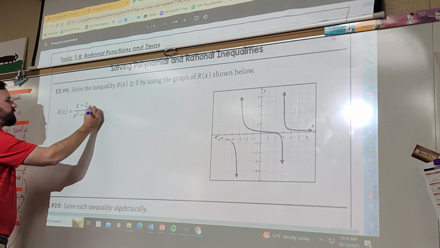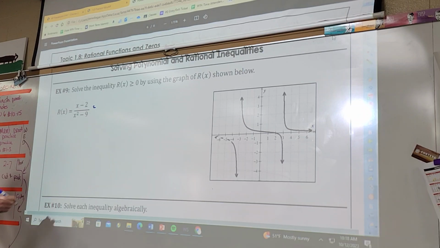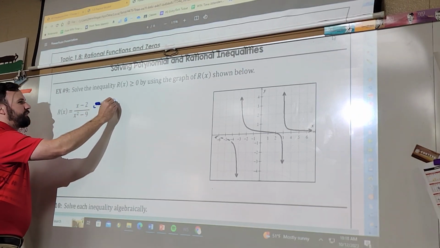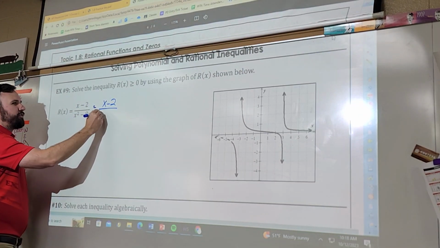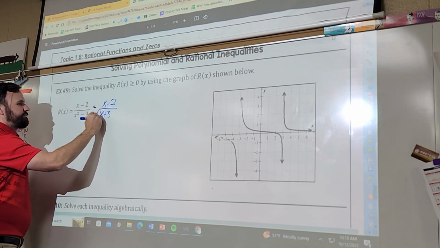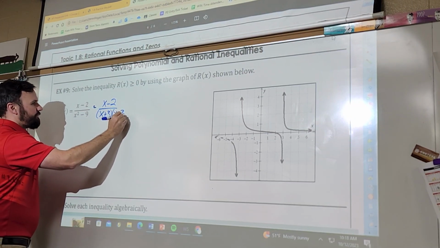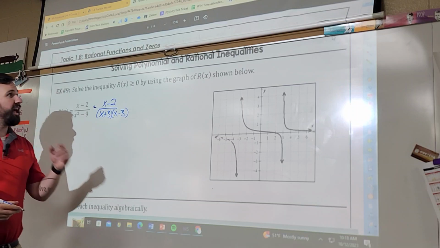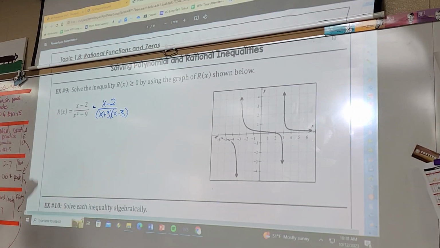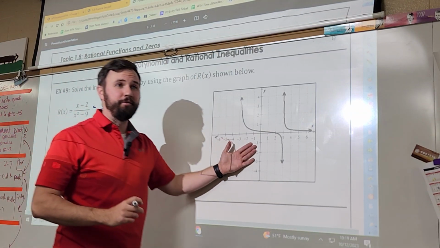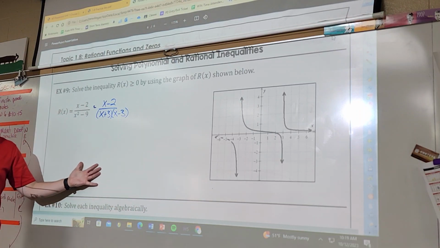So what should I always do whenever I see one of these? Factor it and simplify, right? What does the bottom factor into? Now I'm going to pretend it says solve it with the graph. Oh, that'll be a lot easier. But I'm going to show you how to do it with the graph and how to do it if you aren't given a graph. Sound good?